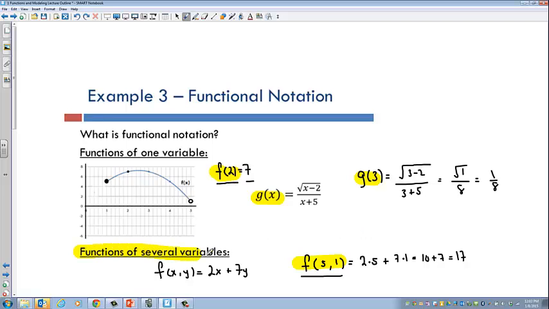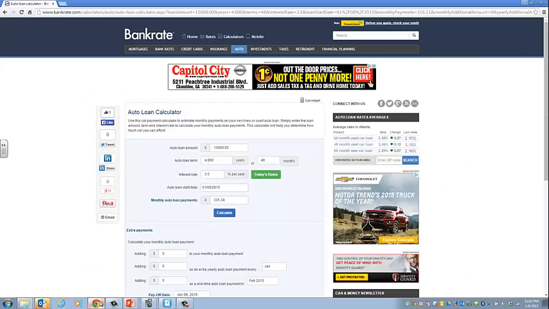Another good example of a function of several variables that we're going to take a look at in class is actually a car loan. So let me pull up this page here. If you're going to get a car, you often want to know how much your monthly payment is going to be. So here we have an auto amount, and let's suppose we're going to buy a $14,000 car, and let's keep the auto term for 4 years at 48. So that's 48 months, and let's make the interest rate, instead of 3.5, let's make it 4%. The start date of the loan doesn't matter. We can start it at 1/8/2015.